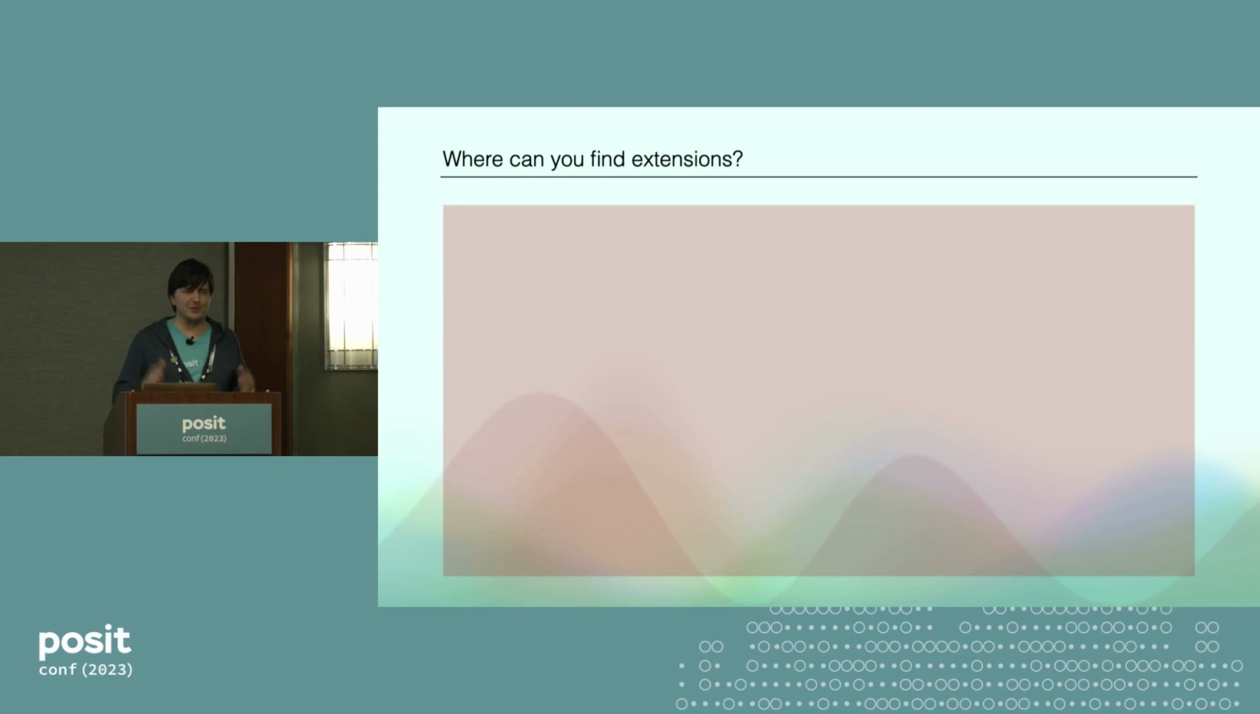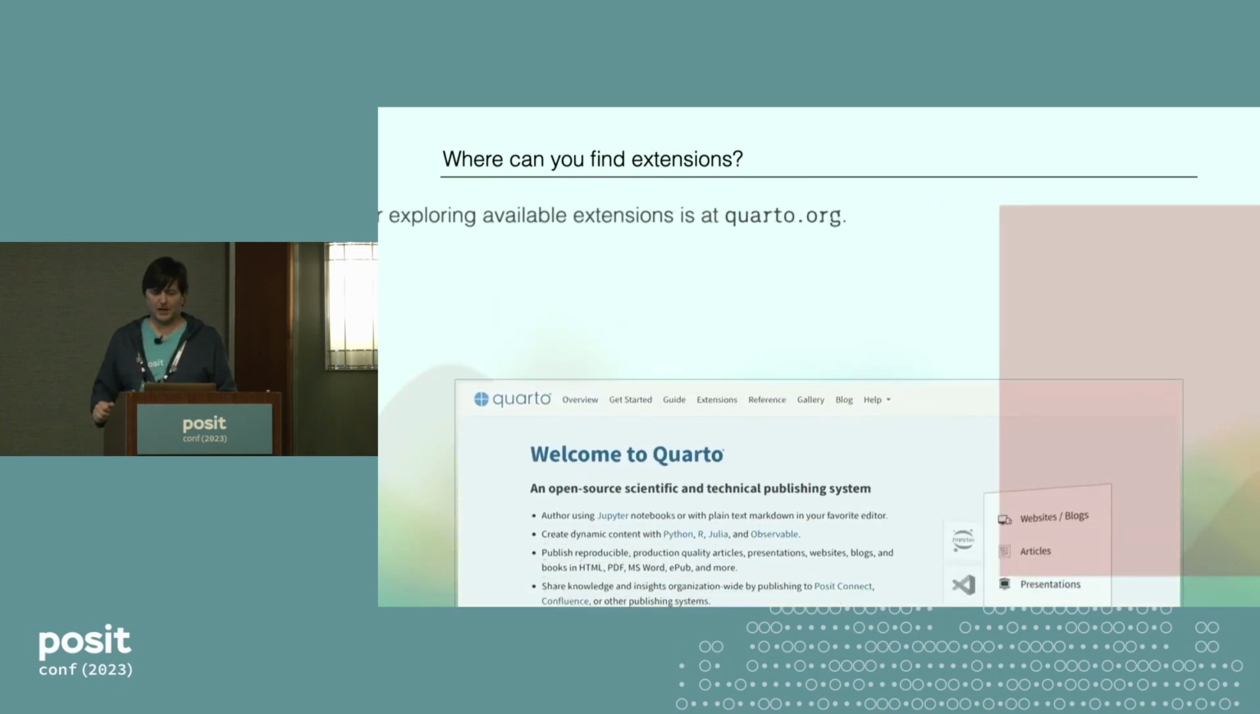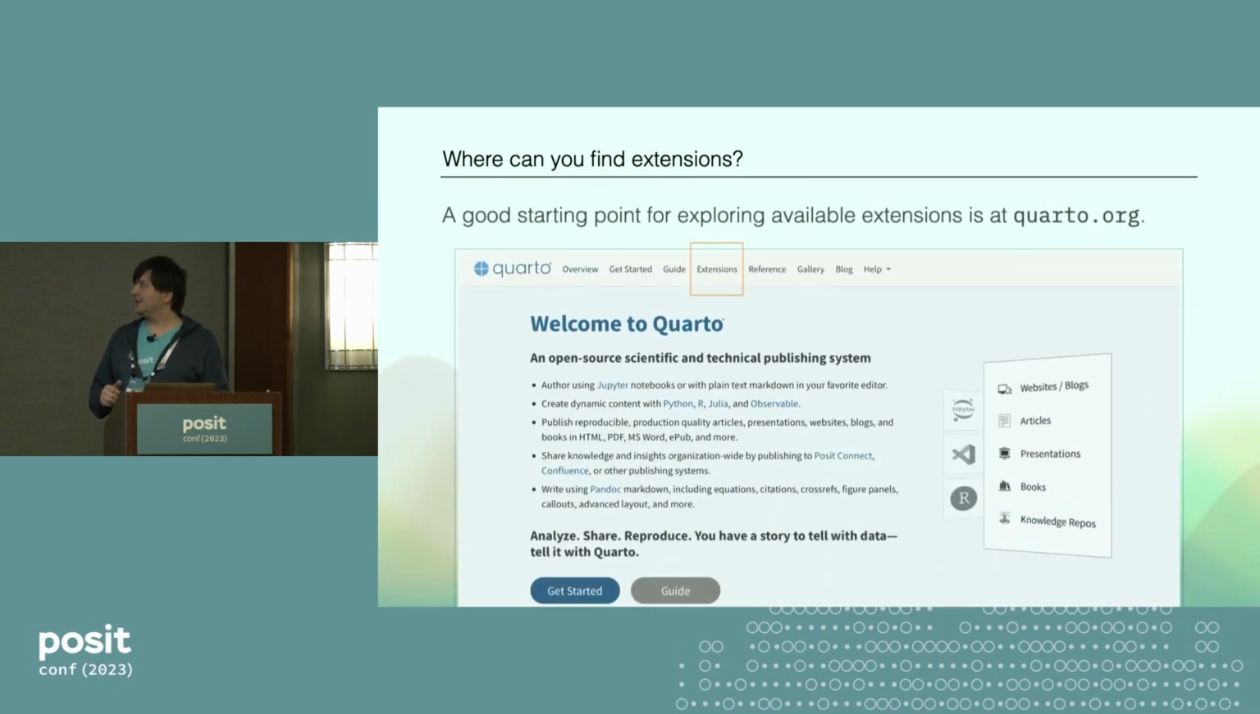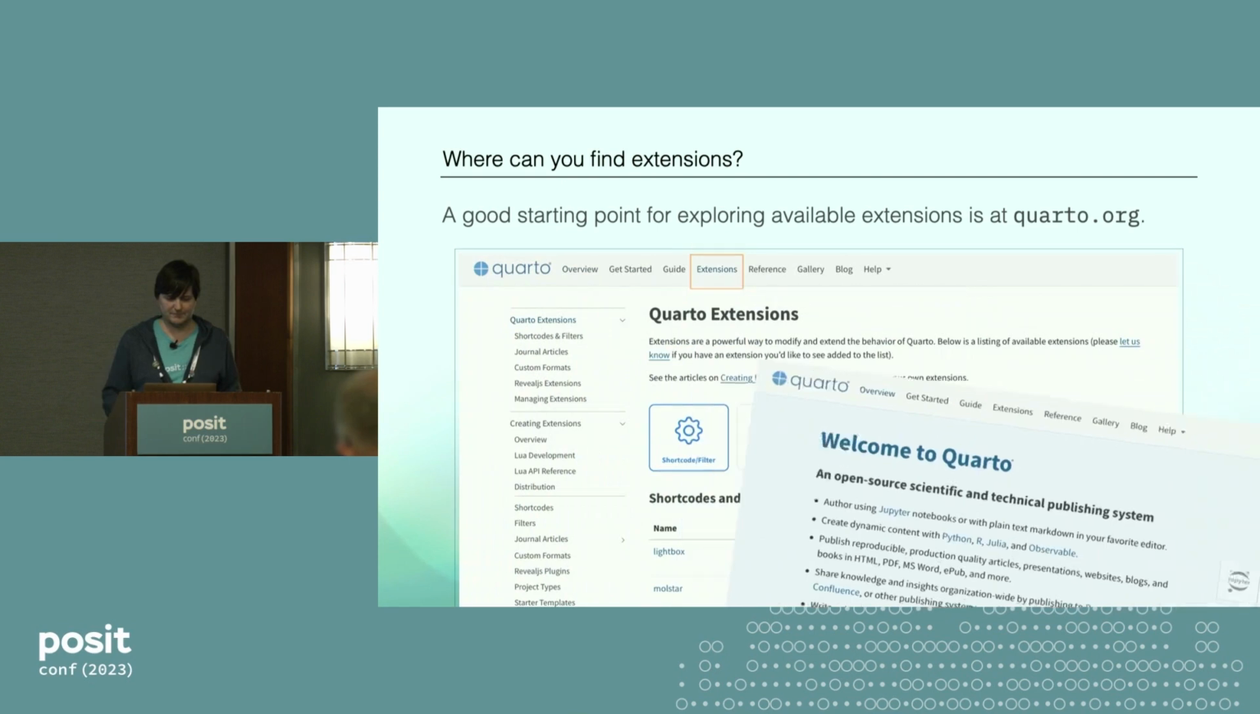OK, so the big question is, we know there's lots of extensions. Where can you find these extensions? Where's the best place to get introduced to them? The place I like to go, always, is the quarto.org website. It's a great starting point for lots of Quarto things. And really, the section you want to go to is in the top nav, extensions, which is just a huge section in and of itself.